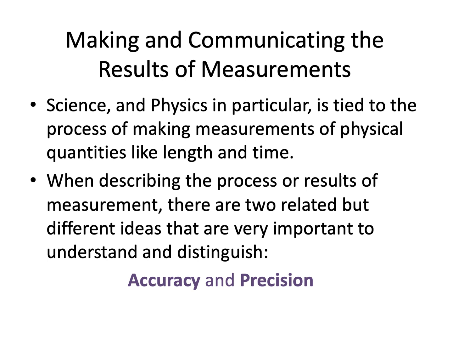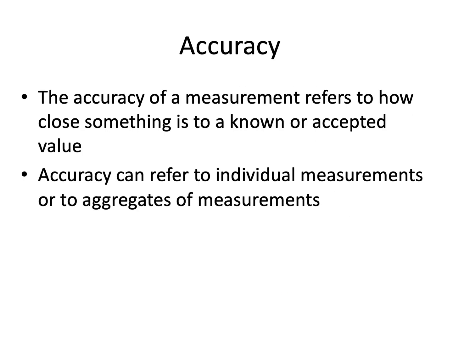And when we do that, we are going to use two very important ideas, the idea of accuracy and the idea of precision. Now, in a certain sense, accuracy means how close you are to the right answer. Generally, when we talk about the accuracy of a measurement, we're referring to how close the value we measure is to something that is known or some accepted value. And accuracy can refer to an individual measurement or to aggregates of multiple measurements.